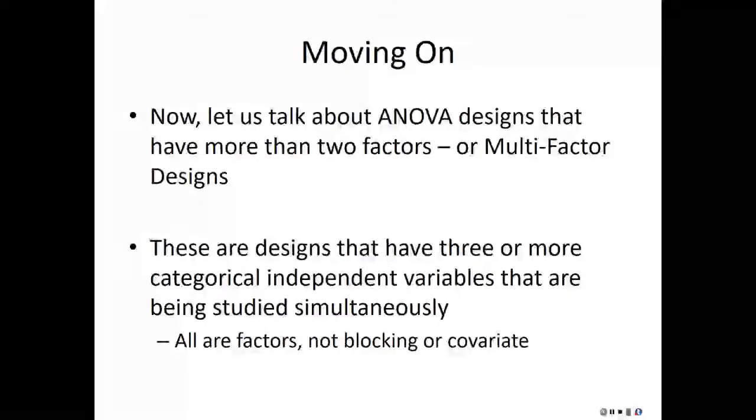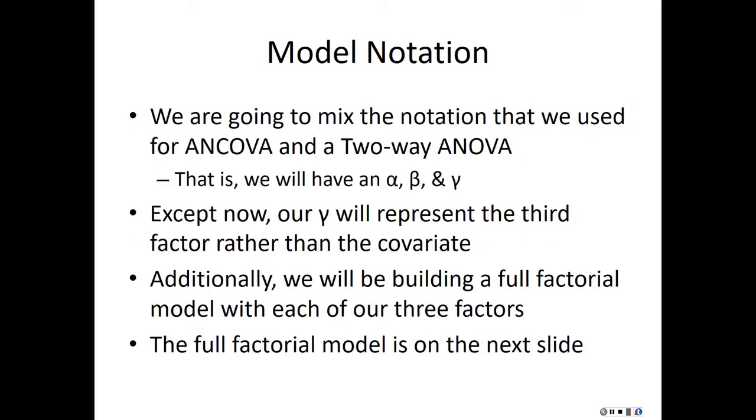All right, so what happens when we have more than two factors? Our design gets a little more complicated. So this is just a factorial design where we have three or more categorical independent variables. So not blocking, not covariate, just three independent variables.